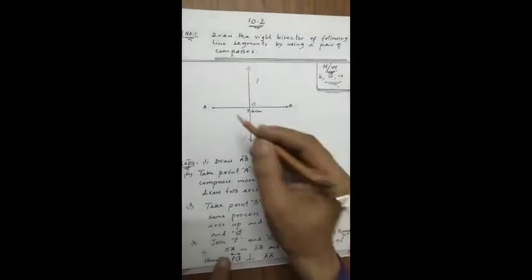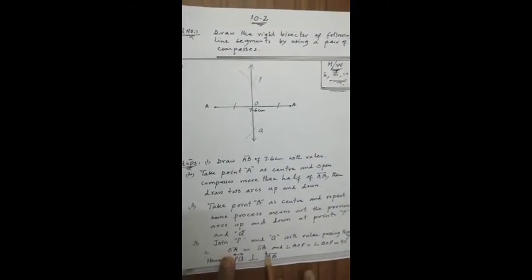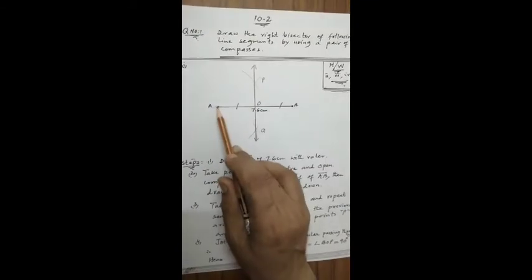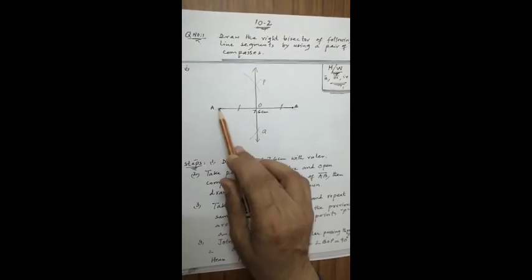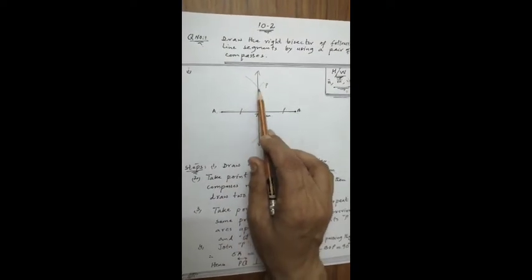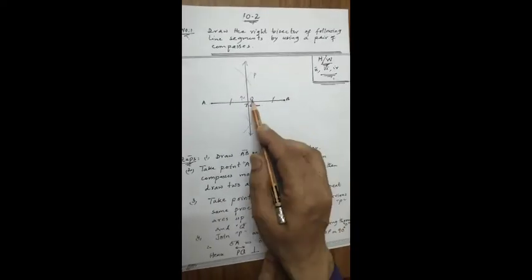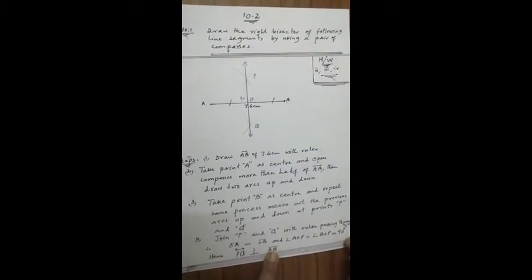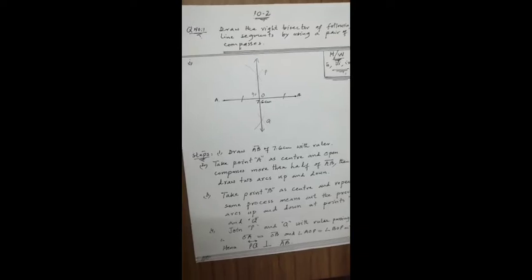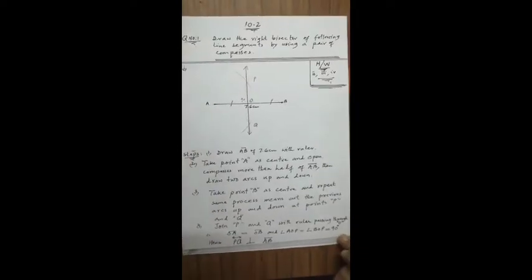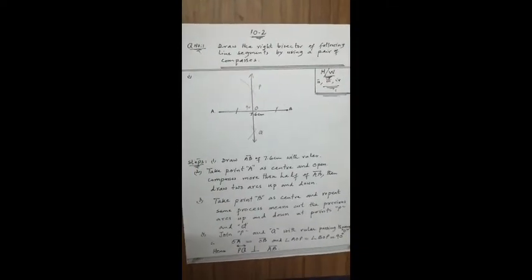Now here is the rule: line segment OA is equal to OB. This is the first part of the right bisector. And here the angle AOP is equal to 90 degrees. Similarly BOP is also equal to 90 degrees. This is the second rule that we have to observe after the completion of the procedure.